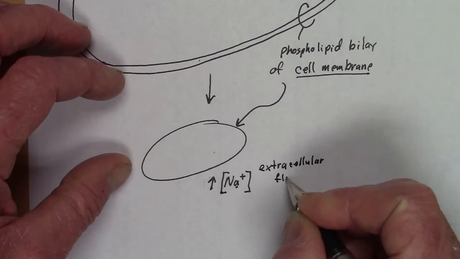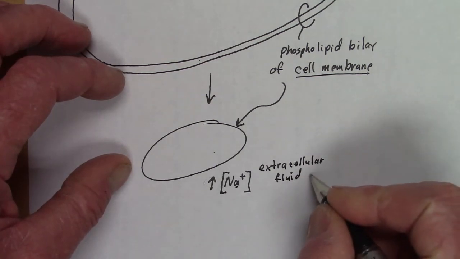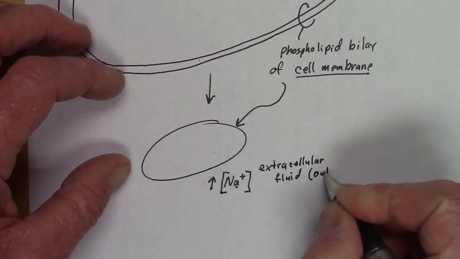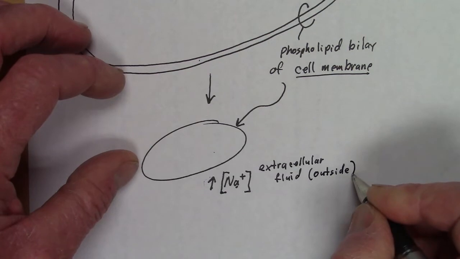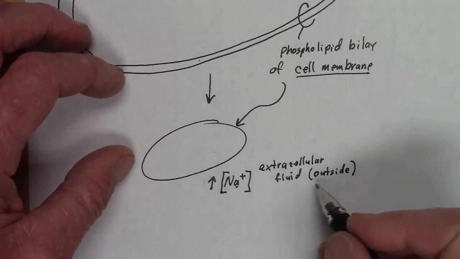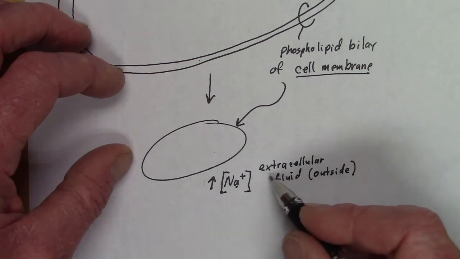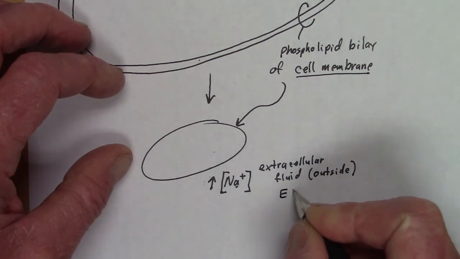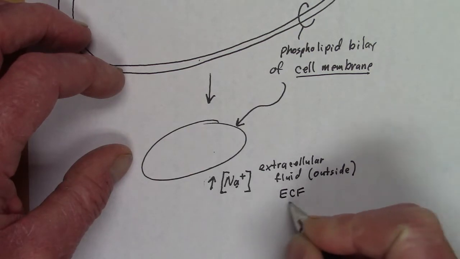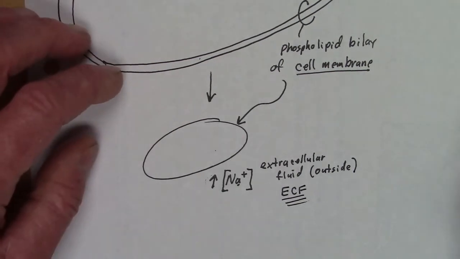An extracellular fluid is fluid that's outside the cell. That's what the extra means. It's outside the cell. And since we don't like to spell out extracellular fluid every time, we can often just use ECF for extracellular fluid, and I'll use that abbreviation extensively.